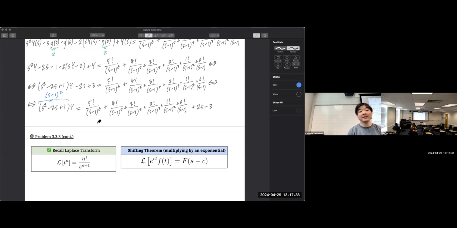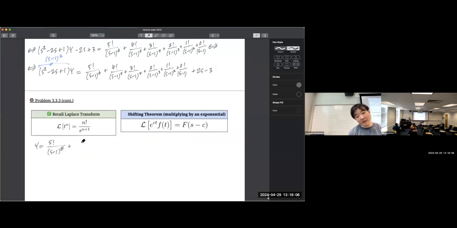So it's as if I'm dividing everything by S minus 1 squared to get Y, which is really nice because all of these are also S minus 1 here. I made up this problem so that it'll be nice. So you'll have 5 factorial over S minus 1 to the 8th, because I'm just dividing by S minus 1 squared. So the 6 becomes the 8th.